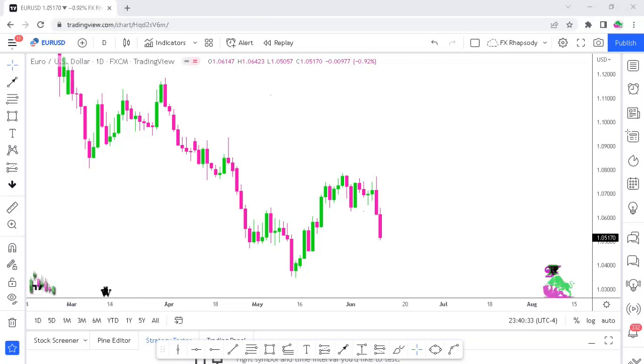Today we're doing analysis on two currency pairs again. It's going to be the Euro USD dollar and then the British pound USD dollar.